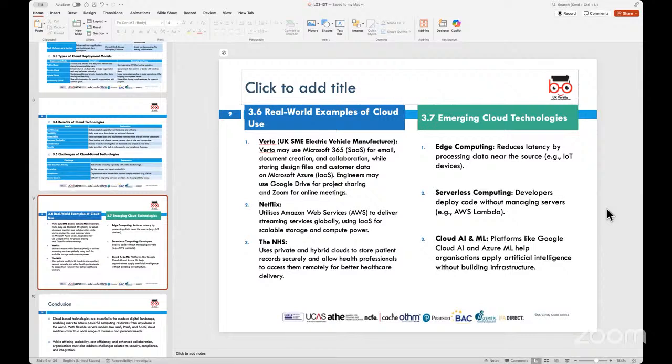seamlessly on cloud-based servers. So the servers themselves have this software installed, which allows you to run these applications and test these applications on the servers themselves without having to have the software installed locally on your machine.